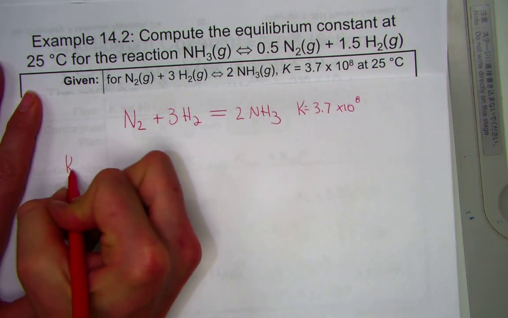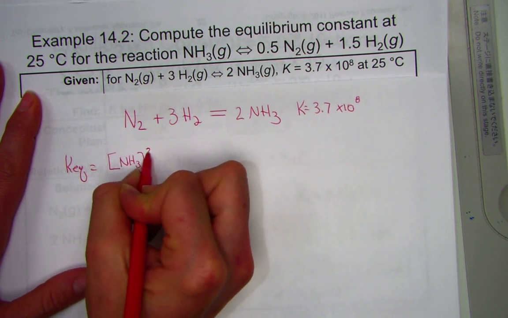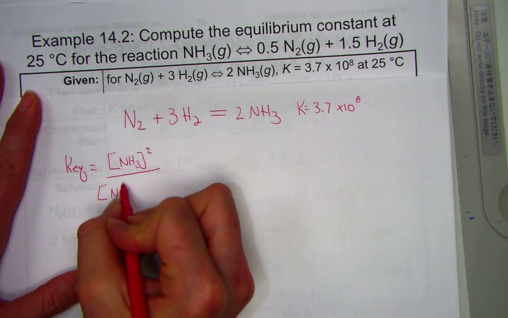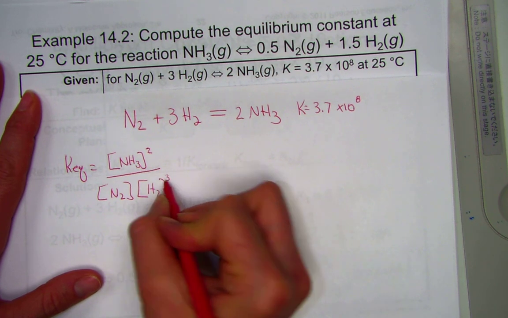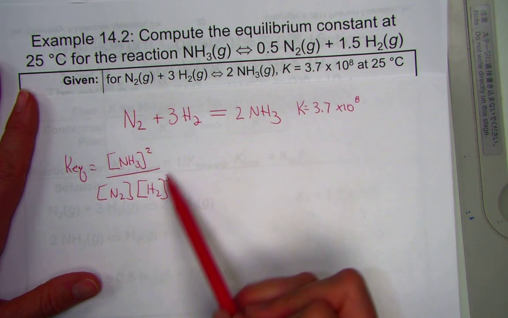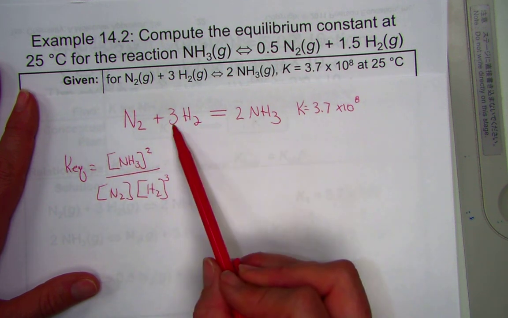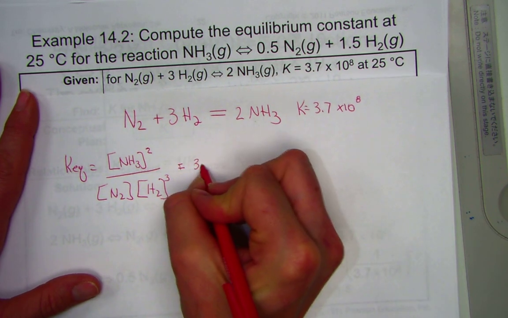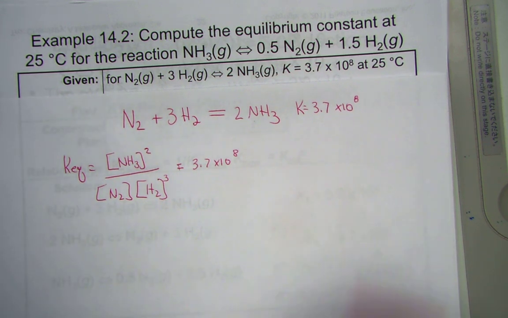This expression, I take the concentration of ammonia squared set over the concentration of nitrogen to the first power times the concentration of hydrogen cubed. This is the equilibrium expression, no numbers, but this is where they're pulling it from, products over reactants, where the coefficients become the powers. It's telling us this is 3.7 times 10 to the 8th. When I have a 1 to 3 to 2 ratio, that's our product.